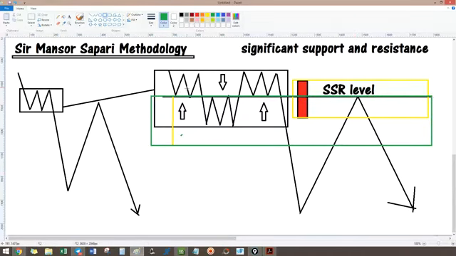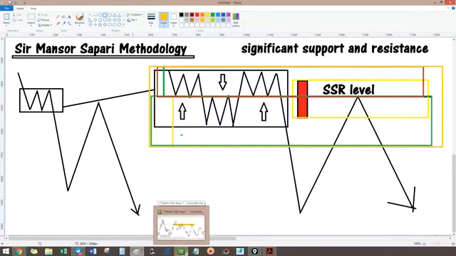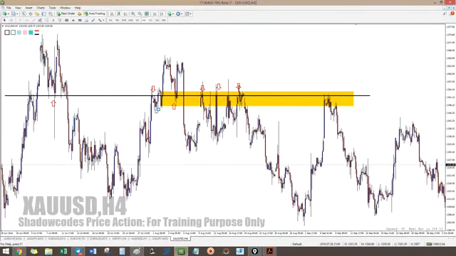Or you can also take, if you have a shadow like this, you can also take this level. Or you can take this body, or you can take the whole shadow to shadow area. So that depends on what you see, as long as you are having a trade here. So train your eyes to see this kind of setup.